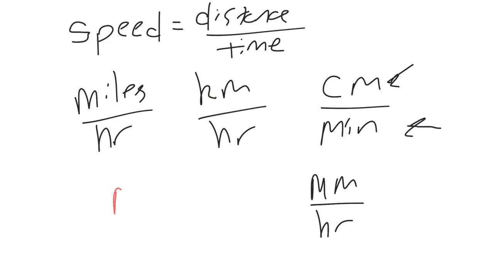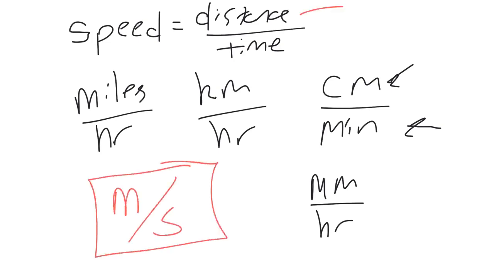But the main one that we're going to use, the SI unit for speed, is going to be meters per second, a distance divided by a time. How far is that thing moving in a certain time? And there's a couple of different types of speed that we can look at here. We're going to focus mostly on constant speed first.